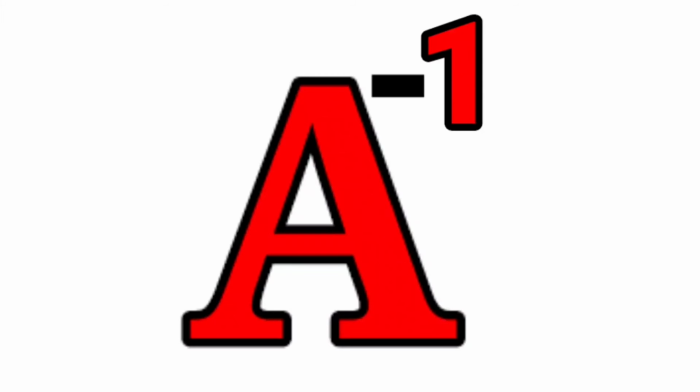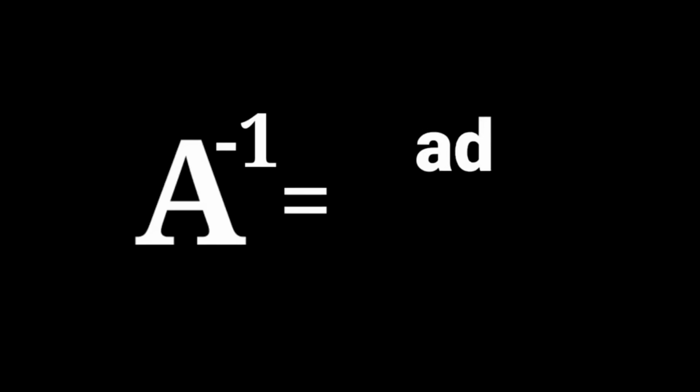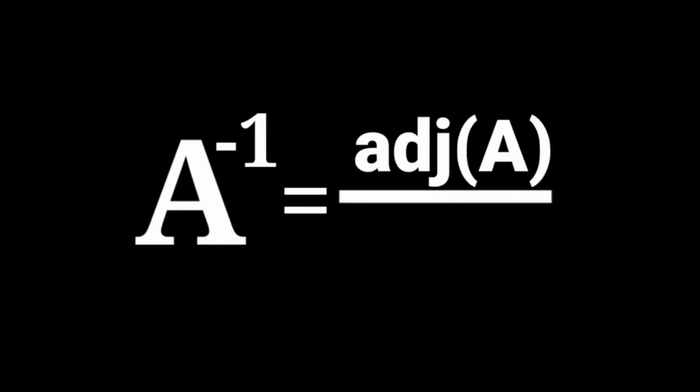A inverse, the multiplicative inverse of A, is equal to the adjoint of matrix A over the determinant of matrix A. That is, the adjoint of A over the determinant.